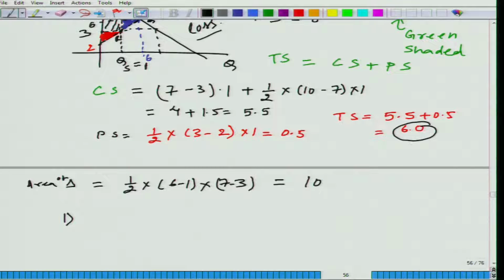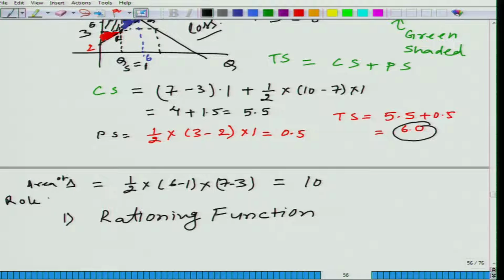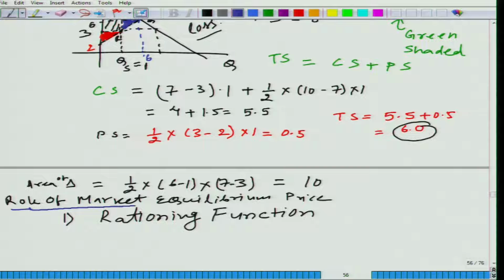Let me name them. What we have is something called the rationing function. Let me write it here: role of market equilibrium. Okay. Rationing function. What is the rationing function? See what is happening in this case.